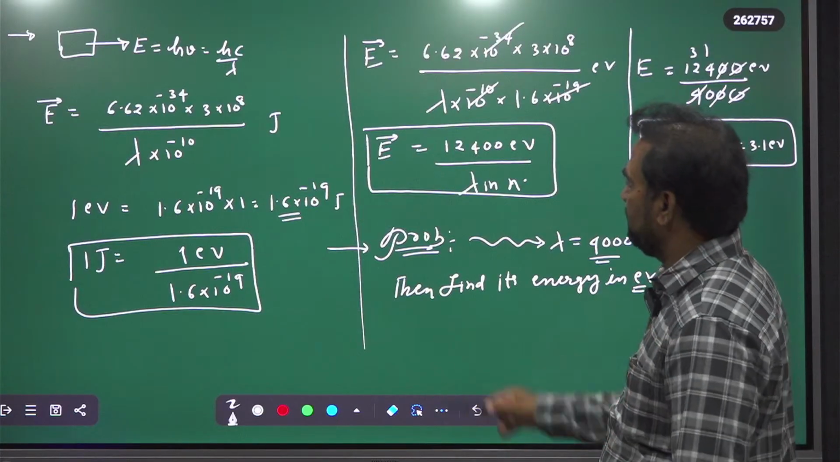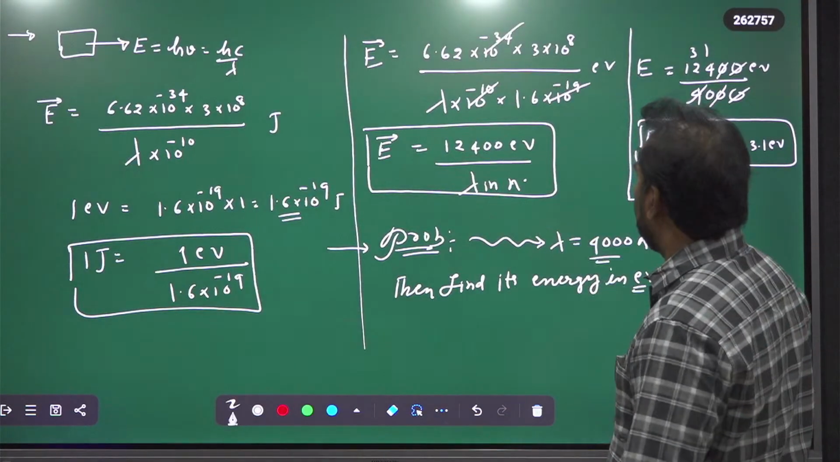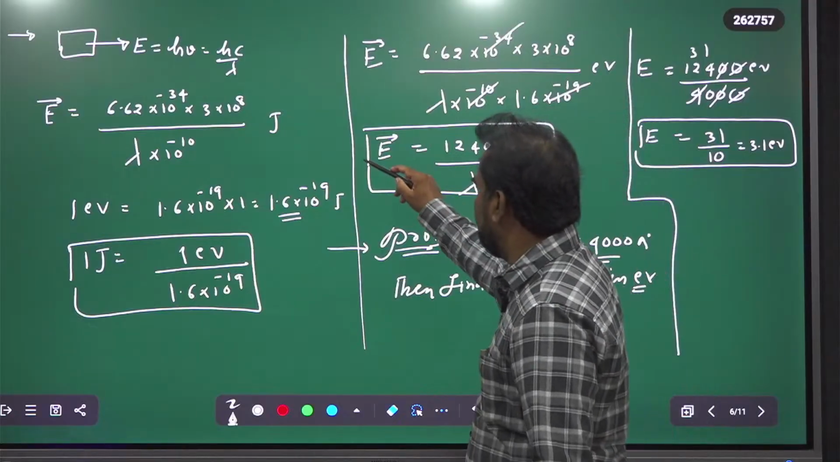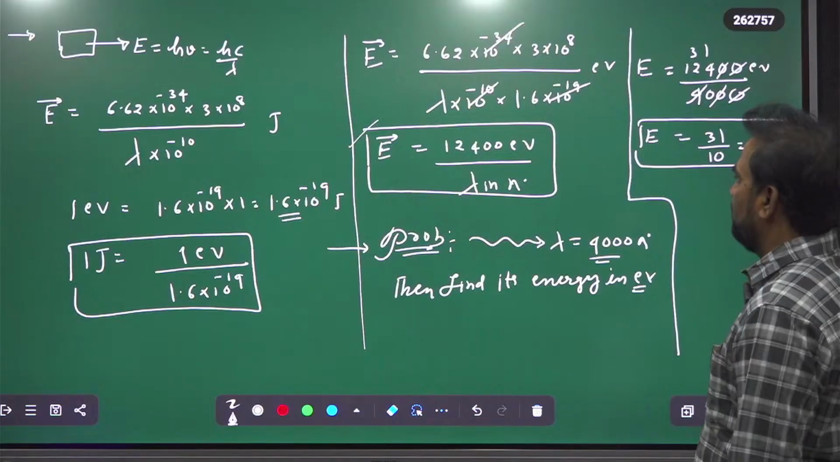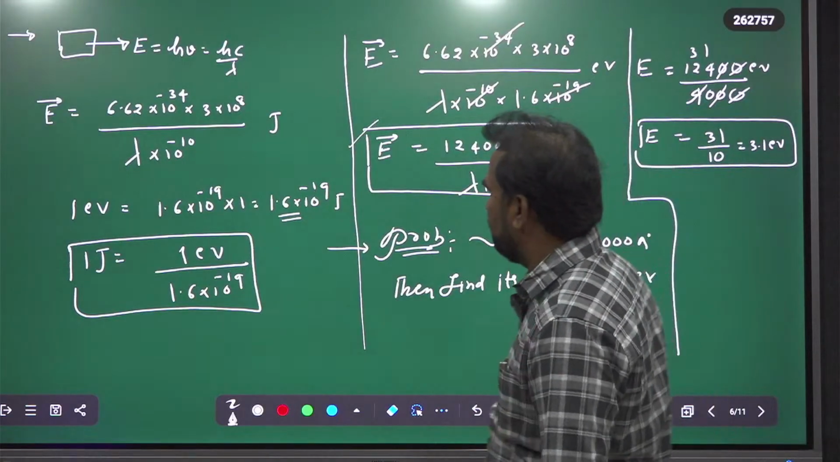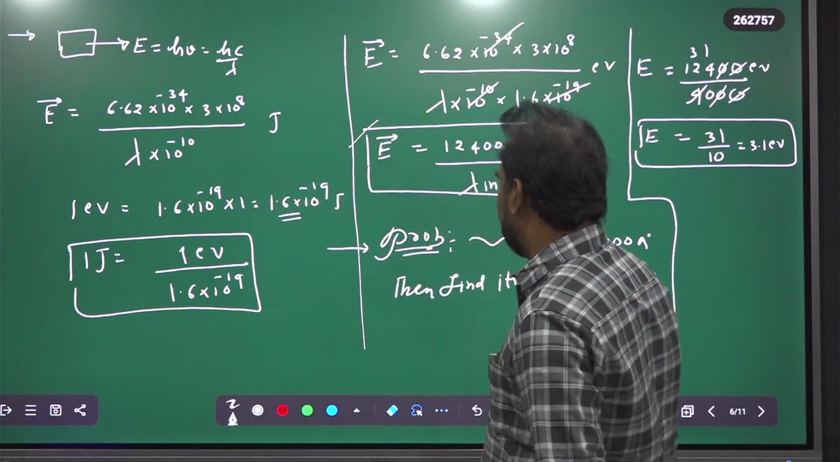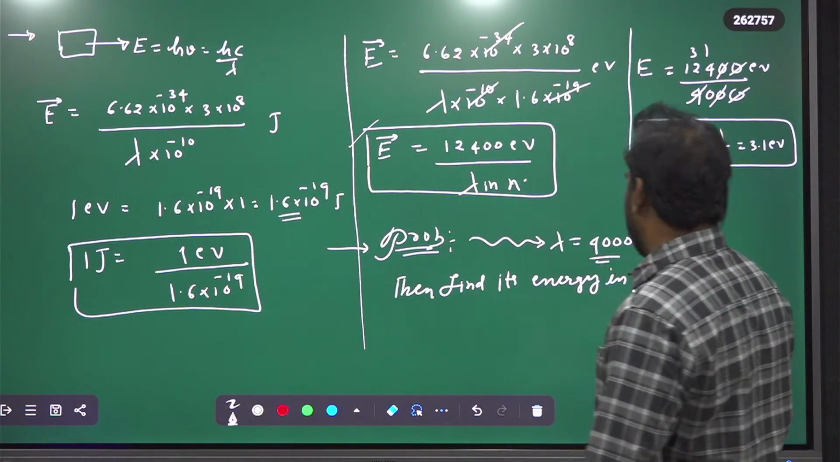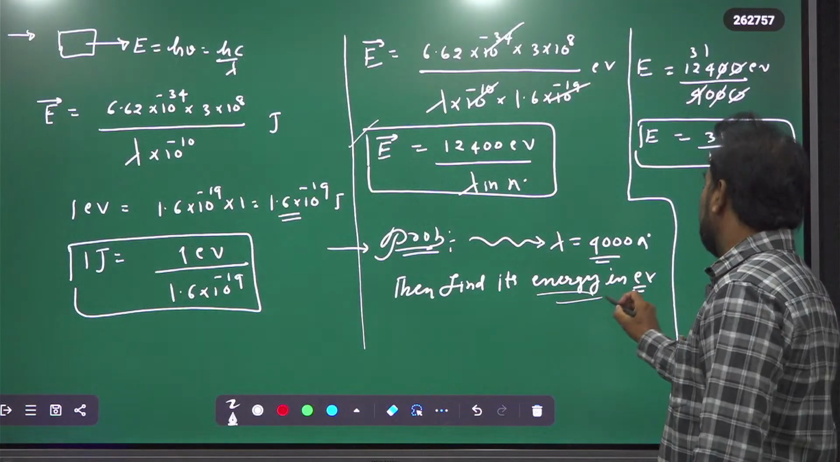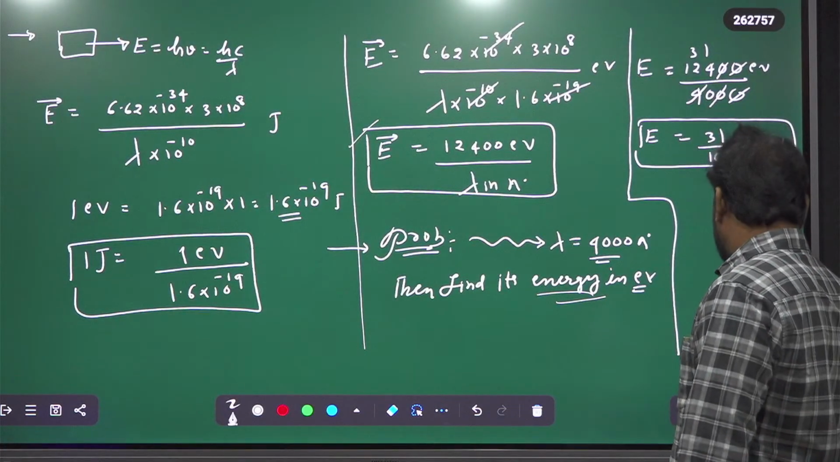Okay. Next, see, the calculation of energy of photon. The energy of a photon would be E is equal to 12,400 electron volts by lambda in angstroms. Because E is equal to h nu, that is hc by lambda, that is 12,400 electron volts upon lambda in angstroms, beta. So to find the energy, the problem given, we have to do like this.